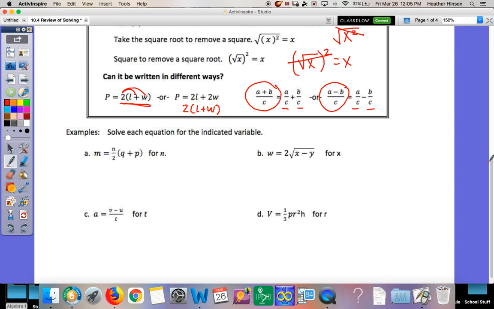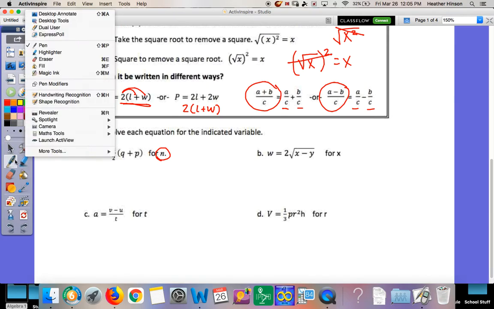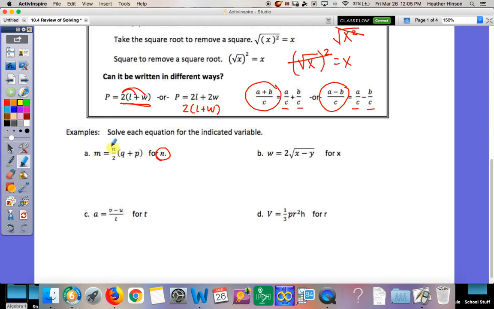So for example A, we want to solve for n. So I'm going to highlight n. That's what I'm solving for. I don't want to touch that letter if at all possible. I don't want to move it or do anything to it.